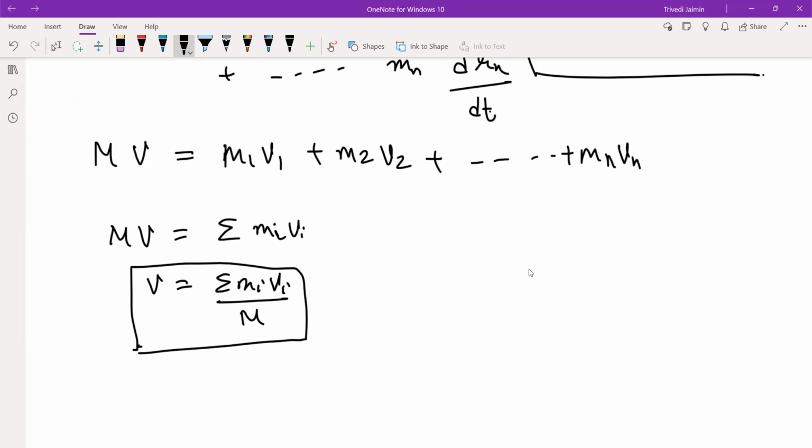This was velocity. Now, how do we find acceleration? Acceleration was dv by dt. Now, this equation we will differentiate with respect to t. Yes, sir. Come on, try this.